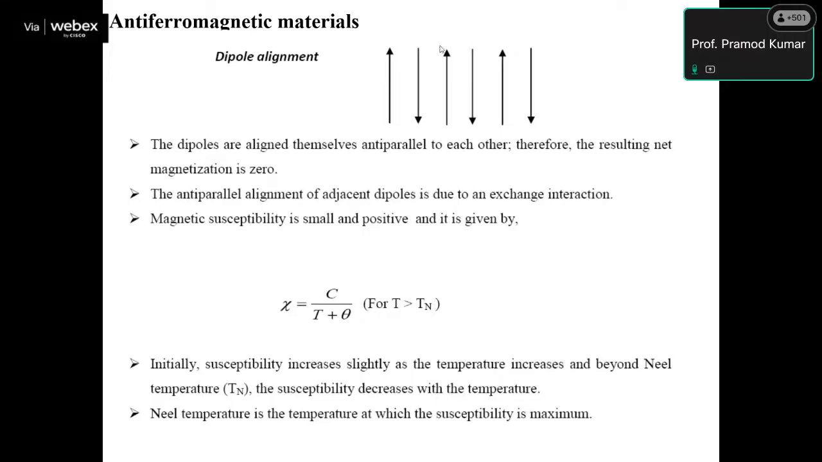Similar to ferromagnetic material, this antiferromagnetic material also loses the property above the Neel temperature. Below the Neel temperature, of course, they will show the antiferromagnetic behavior. But if you go above the Neel temperature, this material also loses the antiferromagnetic property.